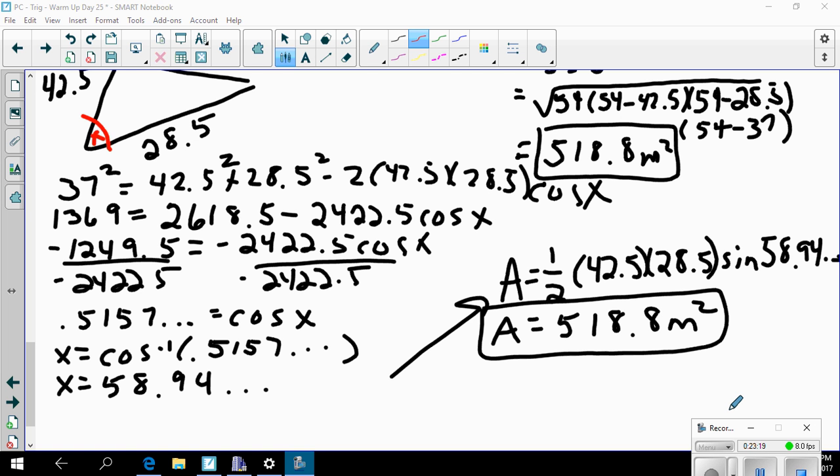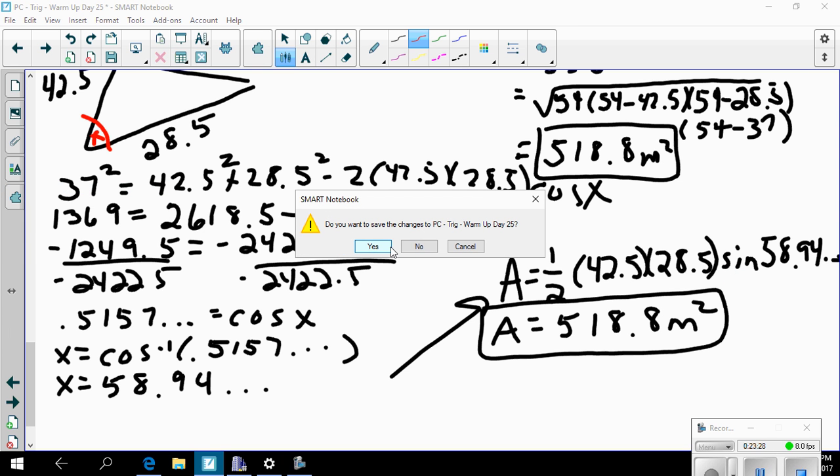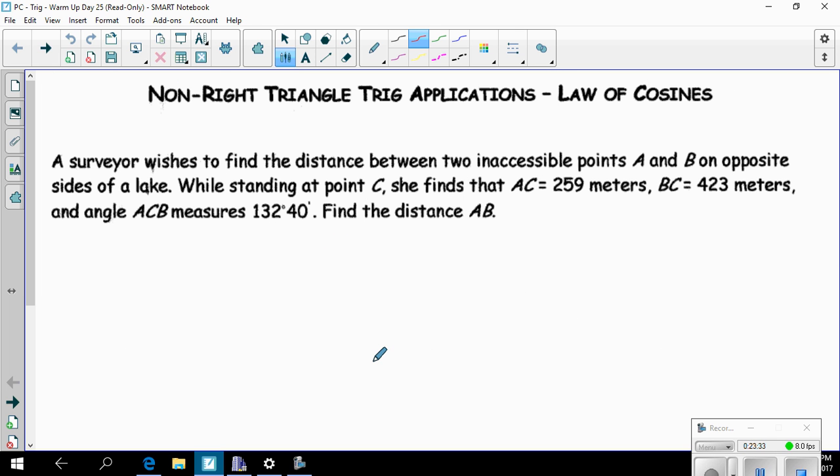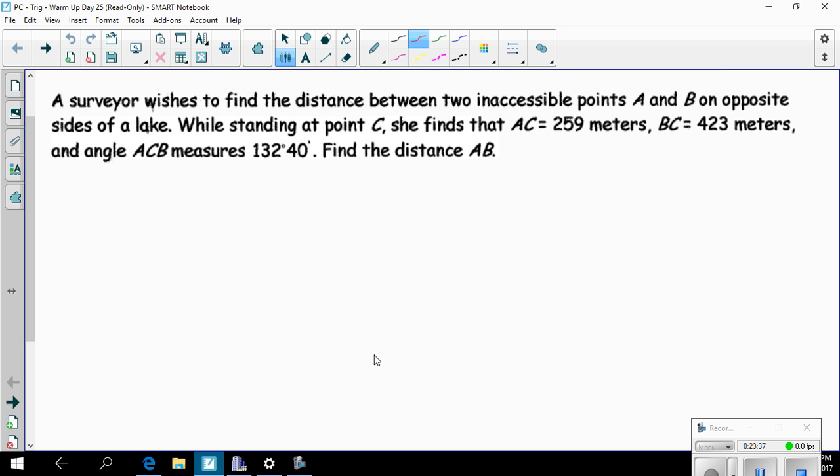Last thing I want to do here is go through that application question, because there's one like that in the homework too. So if you can, switch over to that sheet that looks like that. And go ahead and read through that. A surveyor wishes to find the distance between two inaccessible points A and B on opposite sides of a lake. While standing at point C, she finds that AC is 259 meters, BC is 423 meters, and angle ACB measures 132 degrees and 40 minutes.